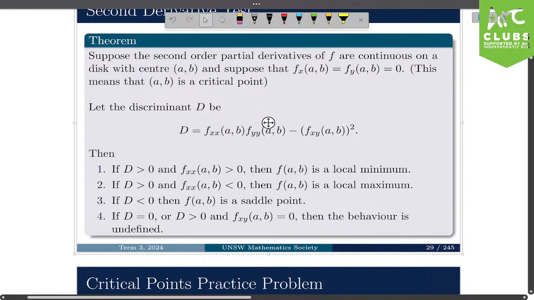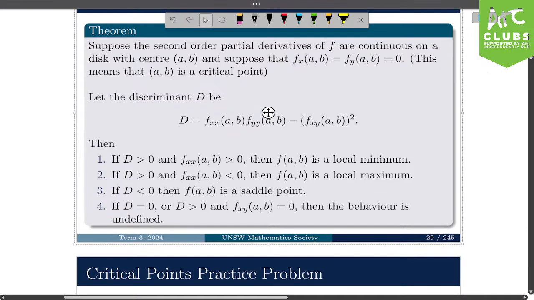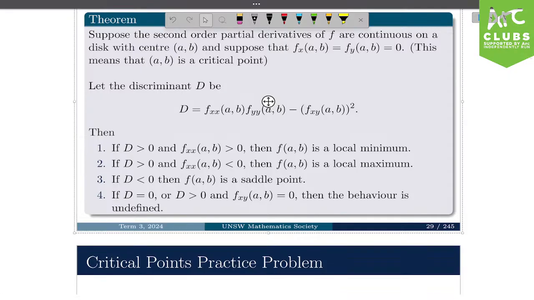So if D is greater than 0 and fxx is greater than 0, then the point is a local minimum. But if D is greater than 0 and fxx is less than 0, then f(a, b) is considered a local maximum. If D is less than 0, then we just consider it a saddle point. And if the discriminant is equal to 0, then the test is inconclusive and the behavior is undetermined.